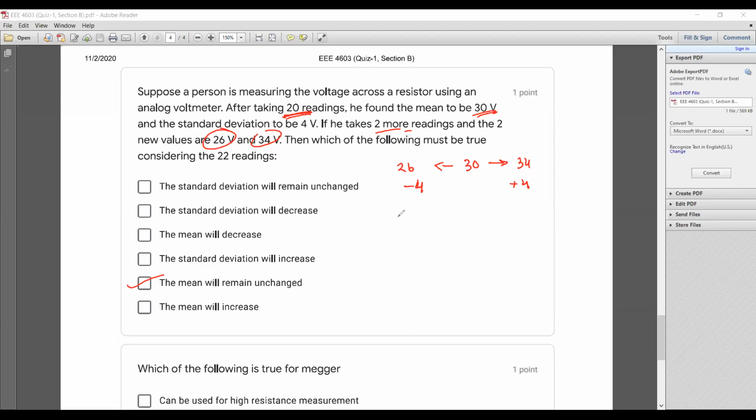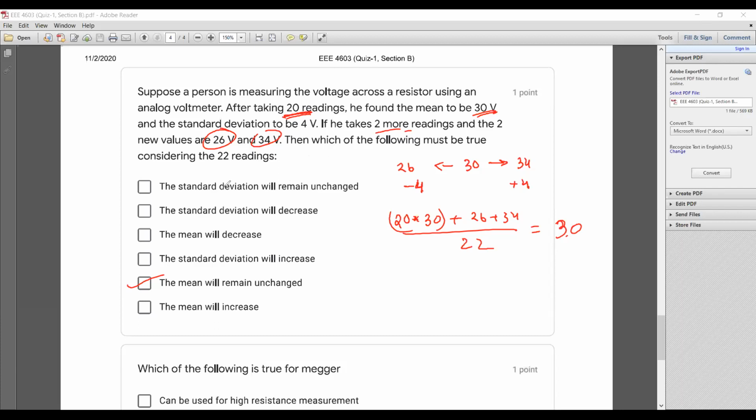If you want to do the calculation, you can do it like this: 20 into 30 plus 26 plus 34, divided by 22. So you can also do the calculation if you want. You would see that it is actually supposed to give you 30.